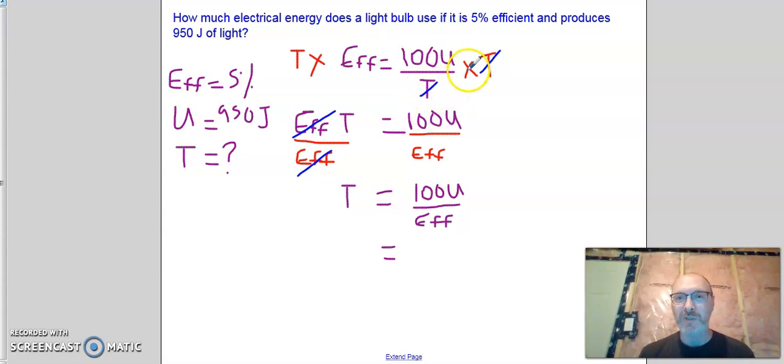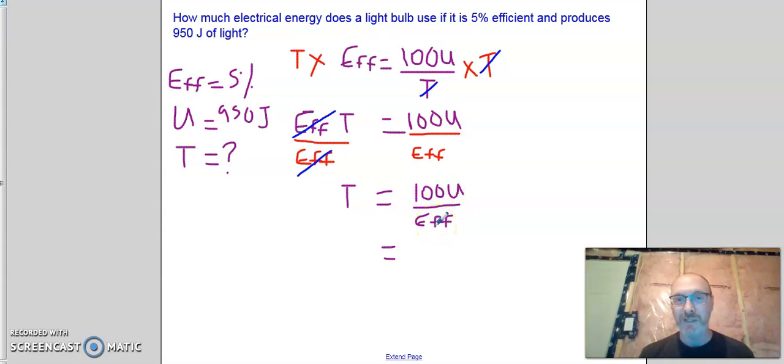So what we do is multiply both sides by T. That brings T over to the left-hand side because they cancel on the right side. And now you're left with efficiency times T. So if I divide efficiency times T by efficiency, it cancels on that side. And of course, what you do on one side, you have to do on the other, so we'll divide by efficiency on that other side as well. And now, once the efficiencies cancel, we're left with T equals 100U over efficiency.